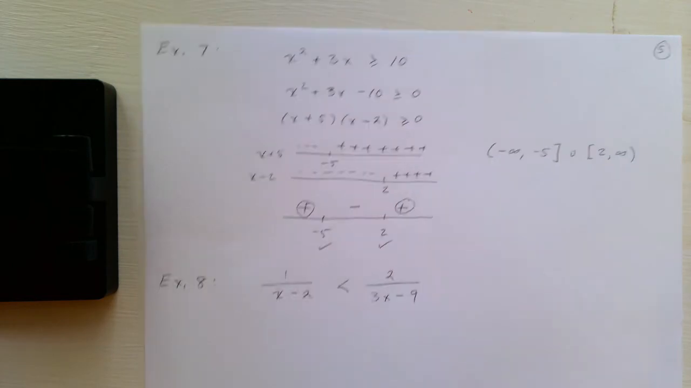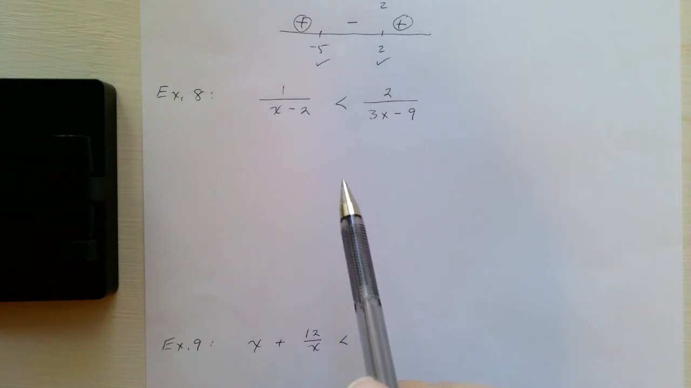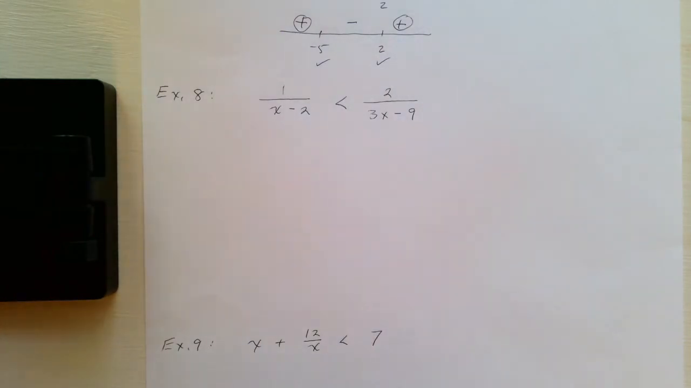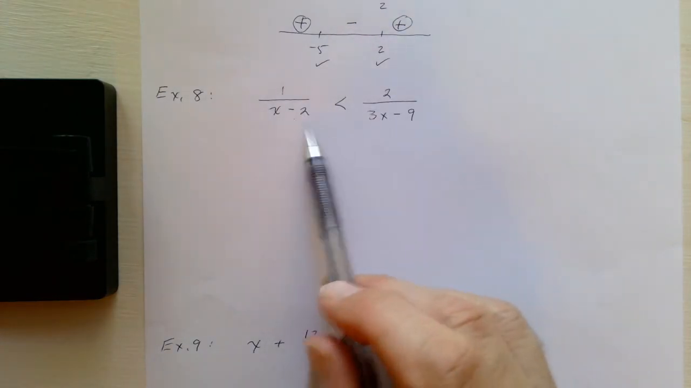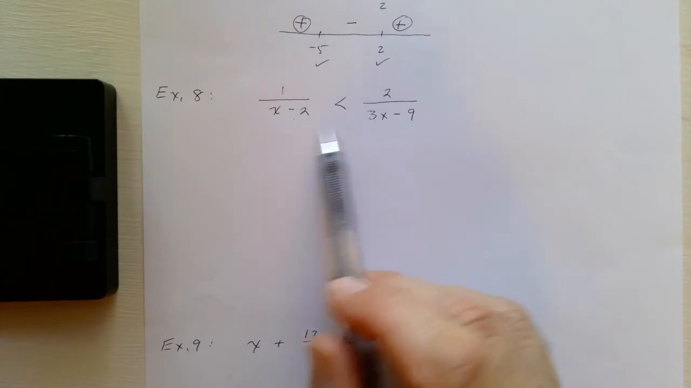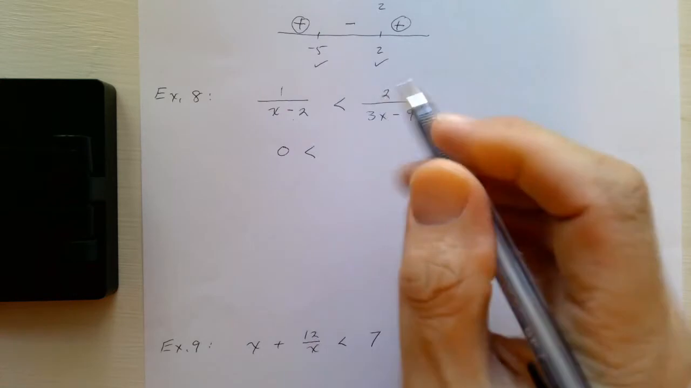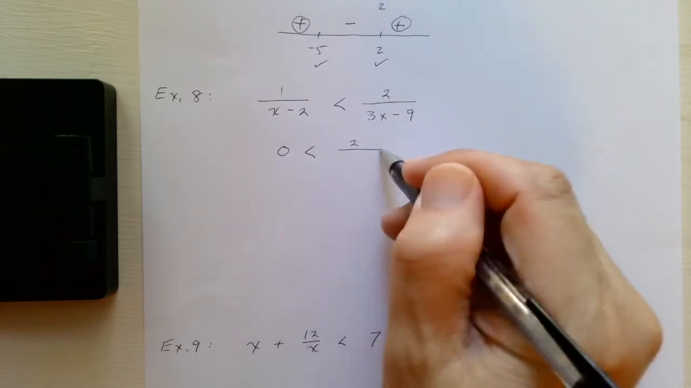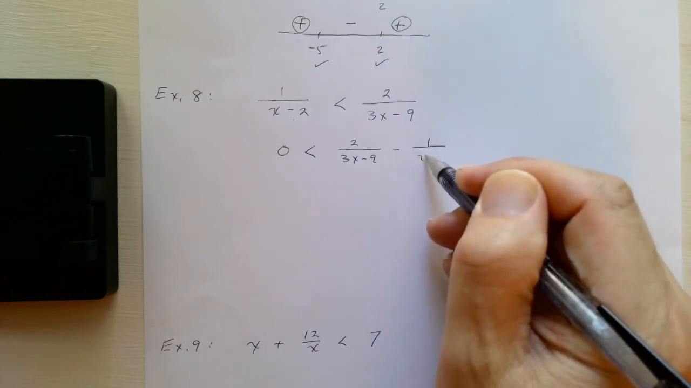All right, moving on to example 8. Once again, we want to try to put everything on one side, and I'll leave it up to you. I'm going to just take this and move it over here. So this means that 0 is less than 2 over 3x minus 9 minus 1 over x minus 2.